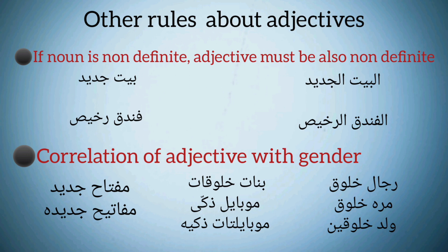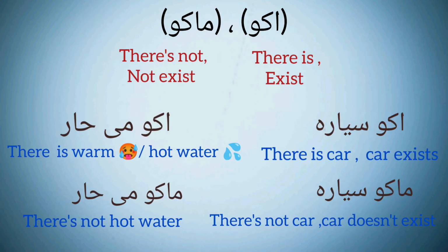مفتاح جديد. مفتاح means key and جديد means new. The new key. مفاتيح جديدة. The new keys. As you know, مفاتيح is a non-intelligent plural being, then we have to use a feminine singular adjective. مفاتيح جديدة. Okay guys, we are done with grammatical terms, and here is our اكو and ماكو.